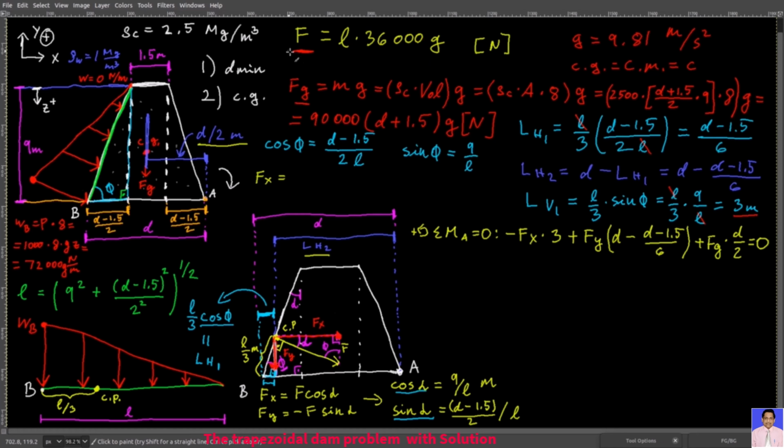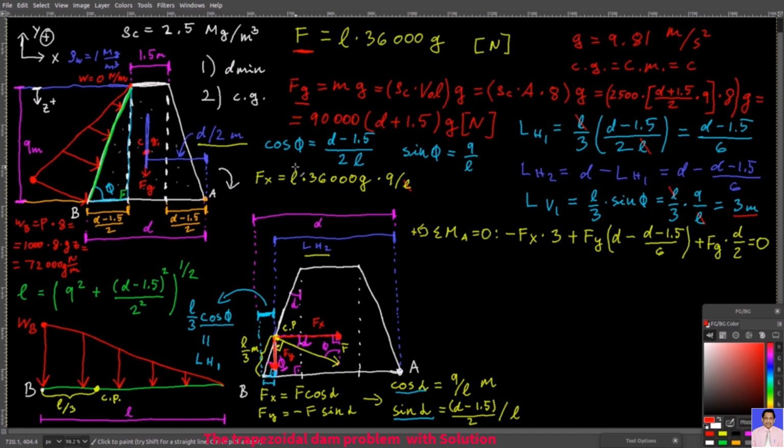In other words, this is your force, L times 36,000 times g newtons. And so I'm going to write it here. This is my force F times cosine alpha, so times 9 over L. You can cancel out the L's and you will have 324,000 times g newtons.